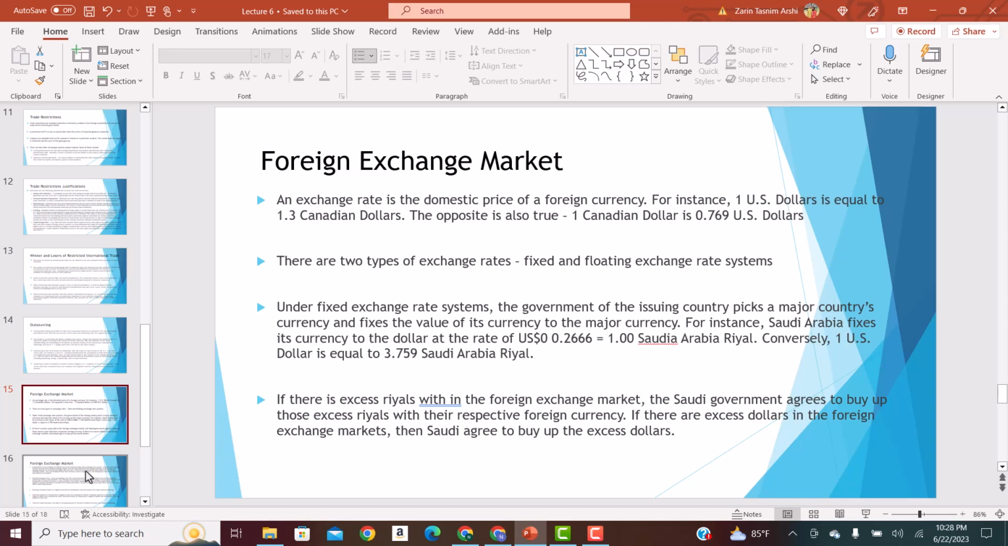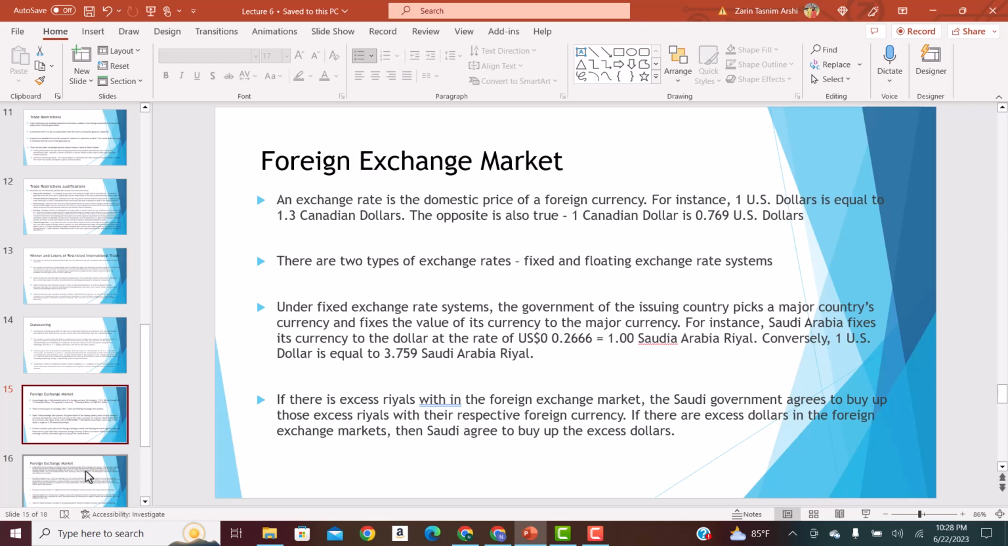For instance, Saudi Arabia fixes its currency to the dollar. So one Saudi Arabian riyal is basically 0.26 dollars. Conversely, one US dollar is equal to 3.759 Saudi Arabian riyals. This is fixed by the government, and any transaction between the US and Saudi Arabia will have this currency conversion rate.